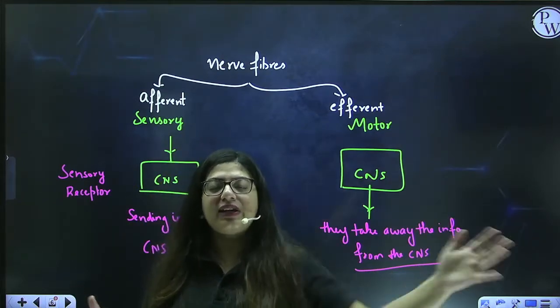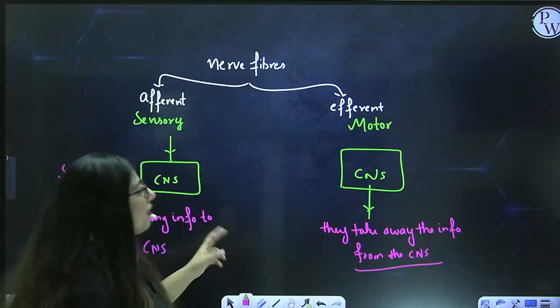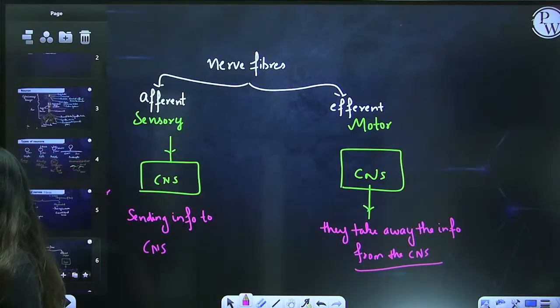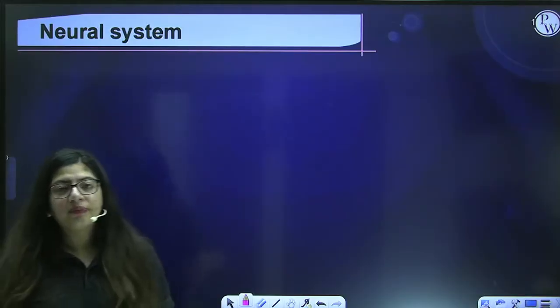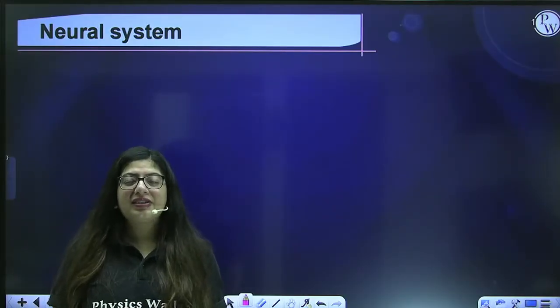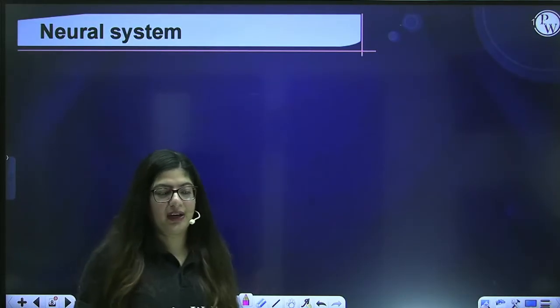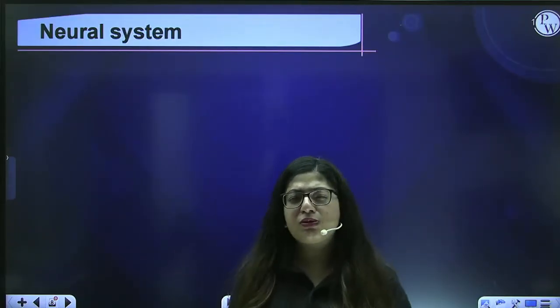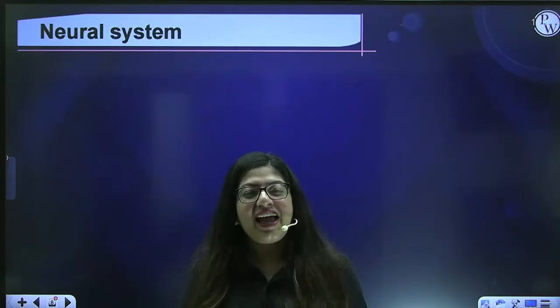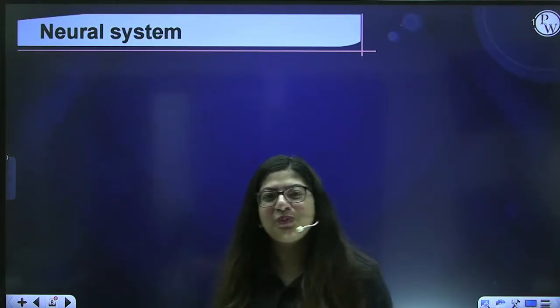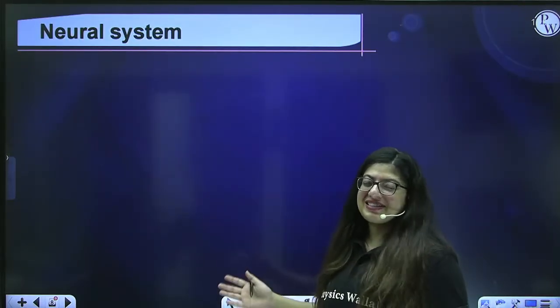We have divided the nerve fibers into two, the afferent and efferent. Now enough with this portion, that is your neurons and nerve fiber. Let's talk about the nervous systems now. So you might be confused, ma'am, I don't know what's autonomous, I don't know what is PNS, I don't know what is CNS. Help, help, help. No problem. We are here to discuss neural system.